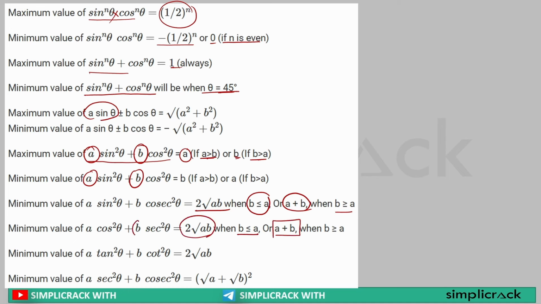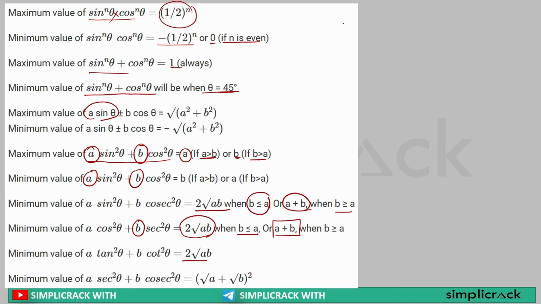B means coefficient of sec square theta. A means coefficient of cos square theta. Here a means coefficient of sin square theta. B means coefficient of cosec square theta. For tan square theta and cot square theta, the minimum value is 2 root ab. Maximum is infinite. Minimum value of a sec square theta plus b cosec square theta is square root of a plus square root of b, whole square. Clear? Sorted? Yes or no? Got the idea? Right? Now understand this point.